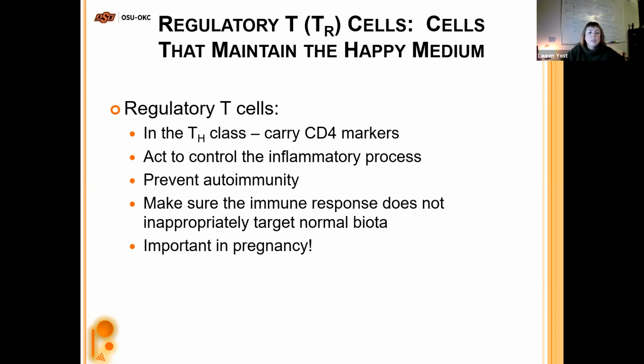T regulatory cells are also considered part of the helper class. They carry that CD4 marker that the helper ones do. They control inflammatory processes to prevent autoimmunity. Like if we're getting too out of control reacting to these bacteria here, we might start reacting to nearby cell proteins and stuff like that. So we want to control all that, keep it reeled in, keep it focused on what you're supposed to be focused on. These help out with that.